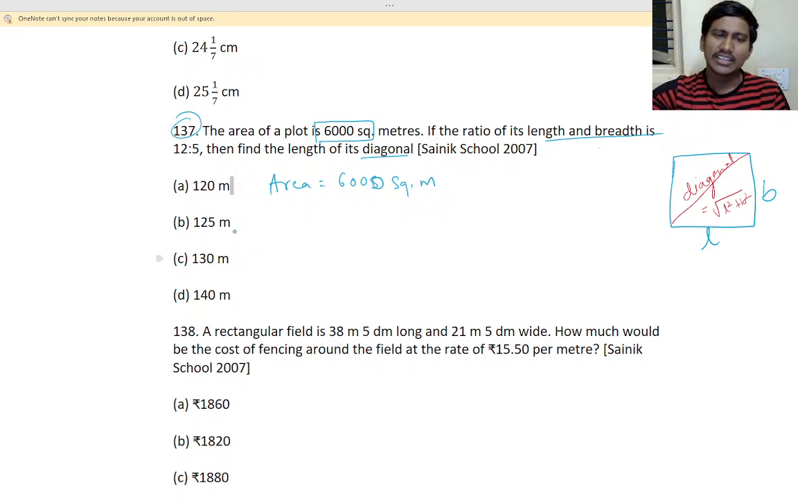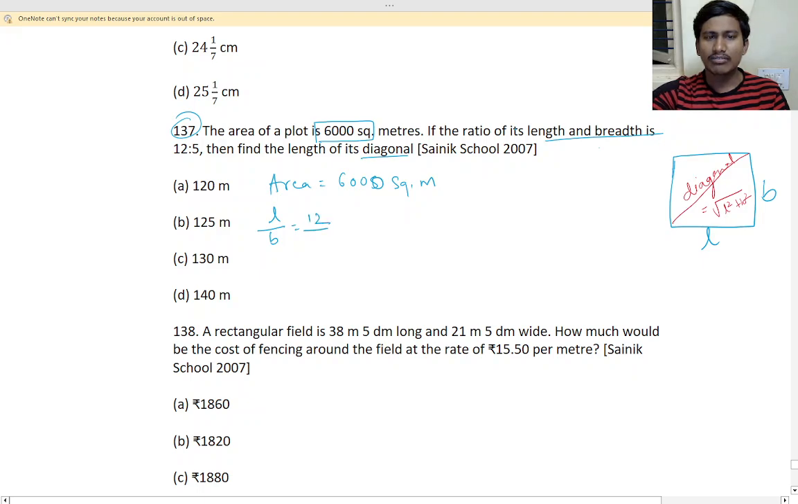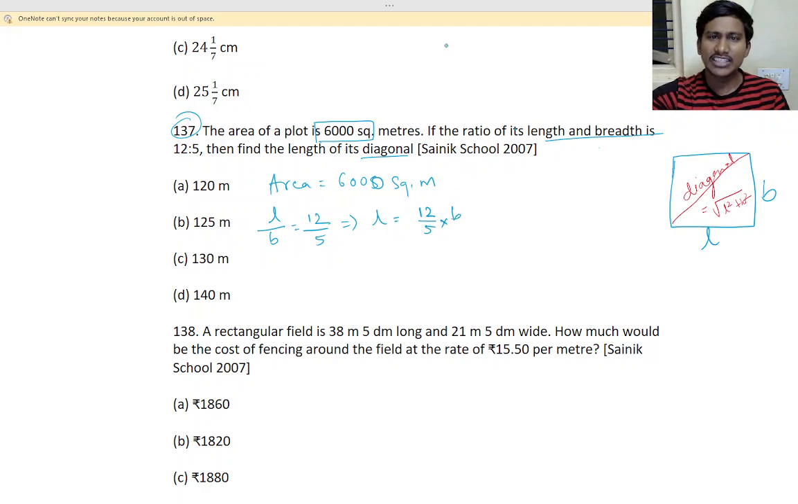So see here, the L by B ratio is how much? 12 by 5. So from this, length will be 12 by 5 into B. We have taken this B to that side and multiplied. Division will become multiplication, right? So now we know the length.